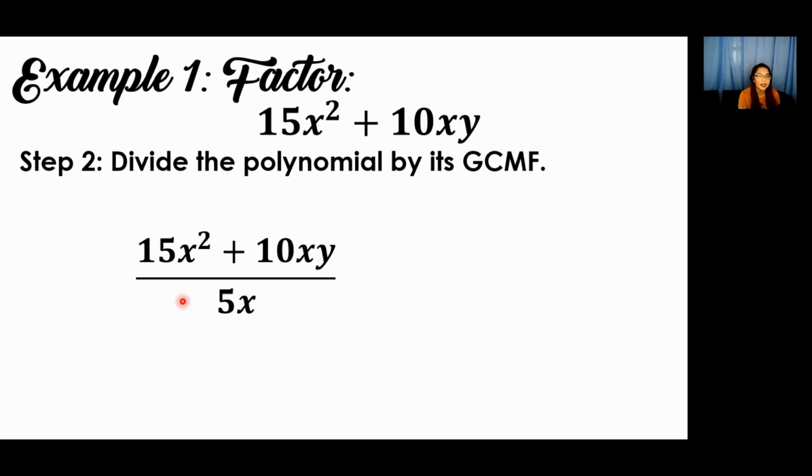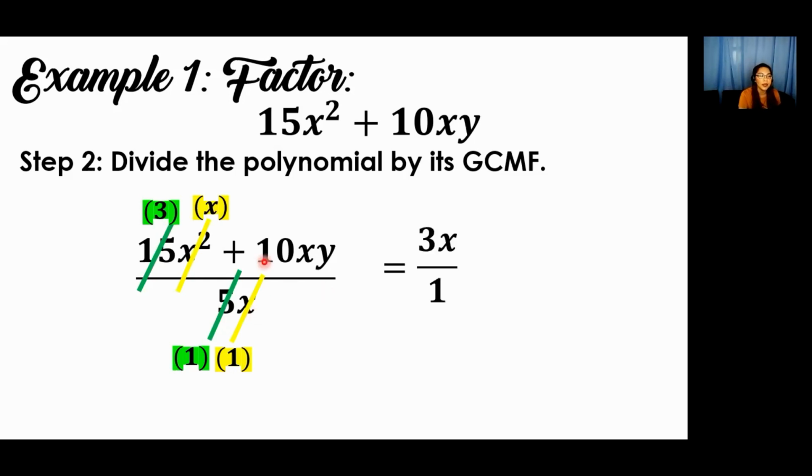So, divide natin. 15 divided by 5 is 3. And 5 divided by 5 is 1. We have x squared and x. X squared divided by x is x. And then x divided by x is 1. Now, 3 times x is 3x. And then 1 times 1 is 1. So, that will be our first term. 3x divided by 1 is 3x.